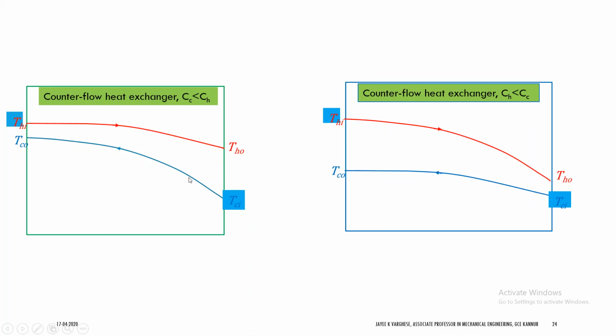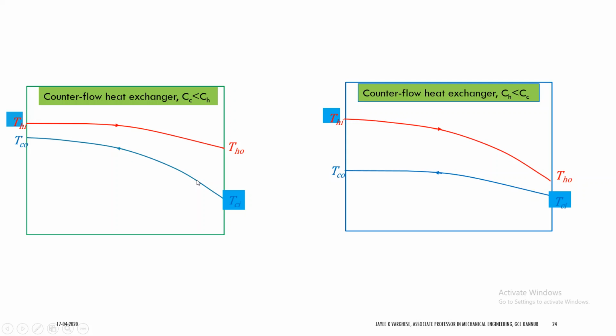So now what if the length is increased to a very large value, maybe infinity? Actually, we cannot increase that to infinity, but as a limiting case, what will happen if we increase the length or the area of the heat exchanger to infinity? We have a heat exchanger with the infinite area. In that case, THO will be decreased further. Now, which one will have more variation of temperature?